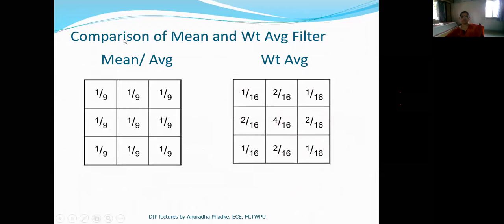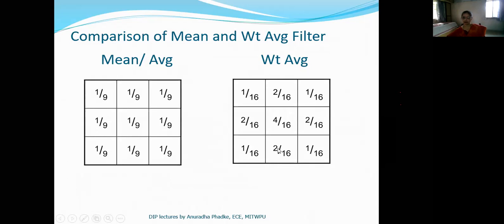Okay, now let us have a comparison between mean filter or standard averaging filter and weighted average filter. As we studied in yesterday's lecture, this first image gives you mask coefficients or filter coefficients for standard averaging filter, and the second image indicates the filter for weighted average. The central pixel has the highest weightage, and as you move away from the center, filter coefficient values or weight values are reducing.